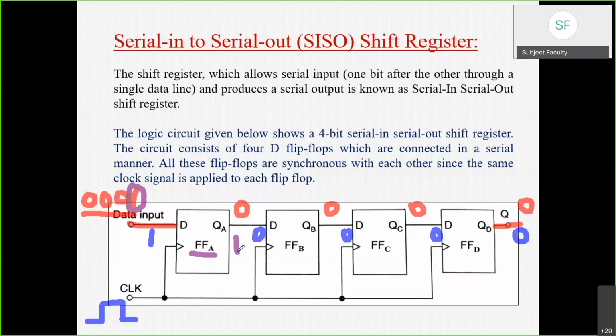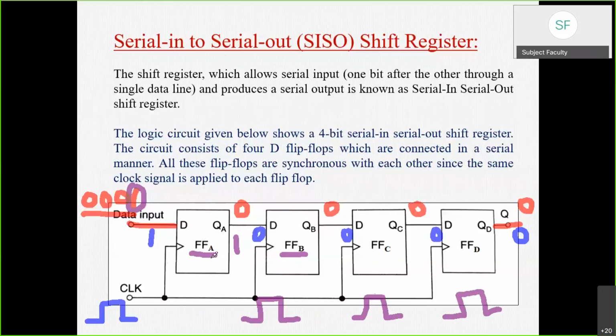Okay. Now observe flip-flop B. What was the input to flip-flop B? It was 0, because every flip-flop will act simultaneously. In a counter, it was not like that. In a counter circuit, if you have observed, for the first clock, flip-flop A will act, then flip-flop B, then flip-flop C, and then flip-flop D. But here it is not the case. Simultaneously, the clock will be given to all 4 flip-flops.